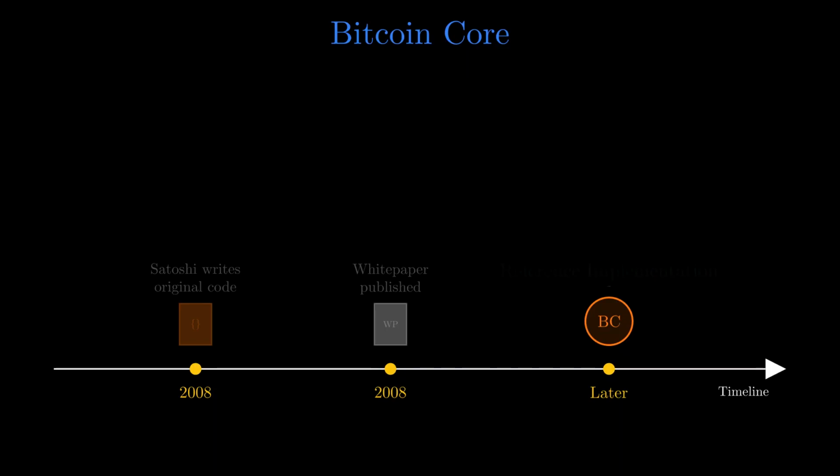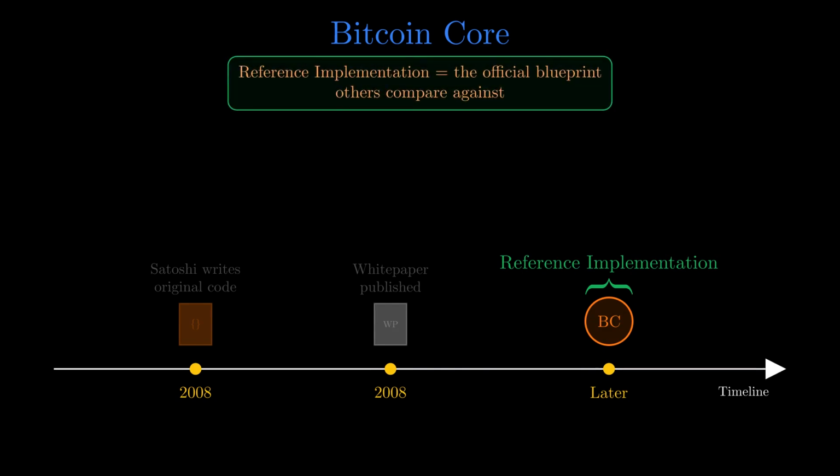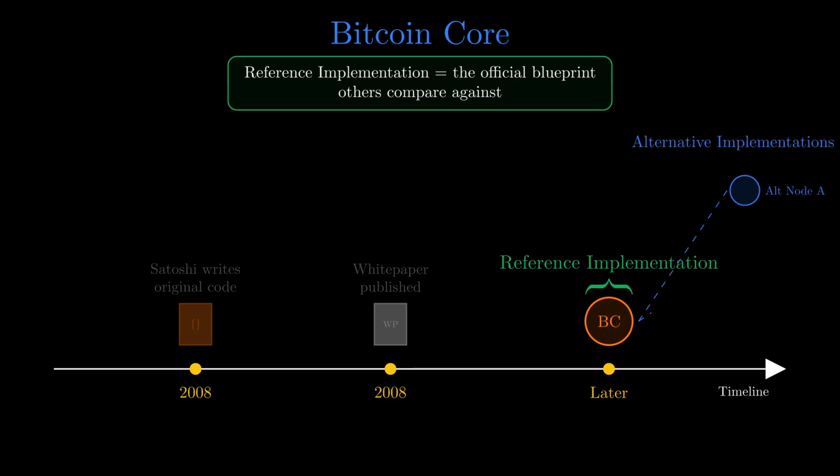Today, Bitcoin Core serves as the reference implementation. Think of it as the official blueprint that other implementations compare themselves against. When developers build alternative node software, Bitcoin Core is the canonical source for how consensus rules should behave.